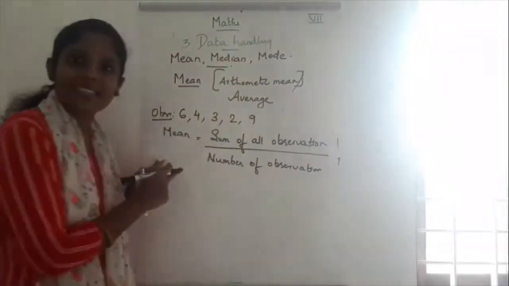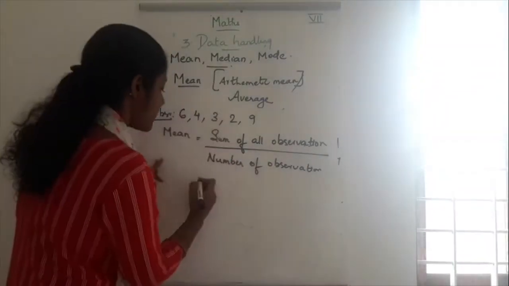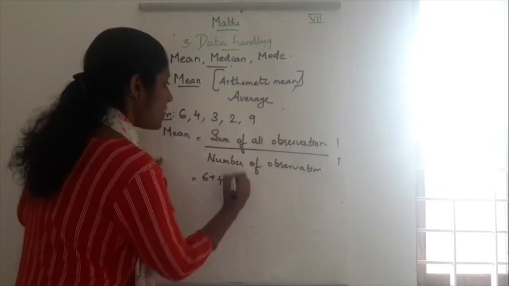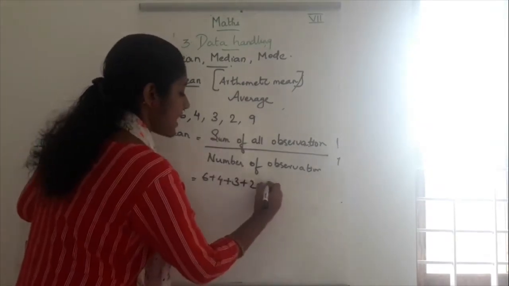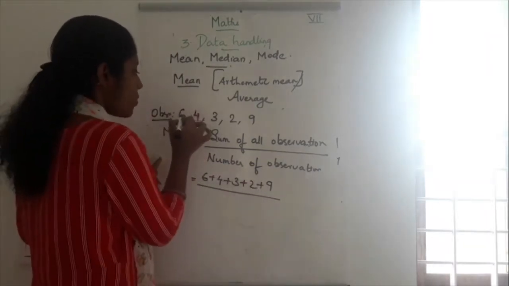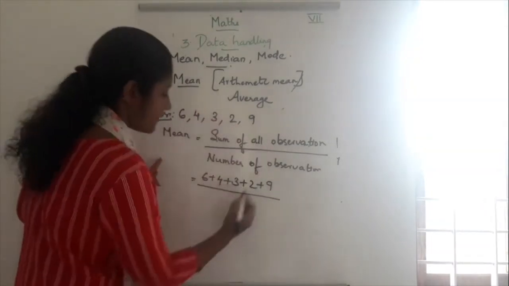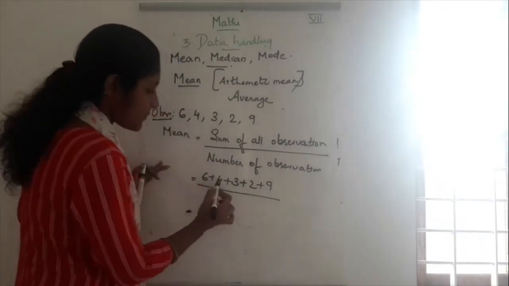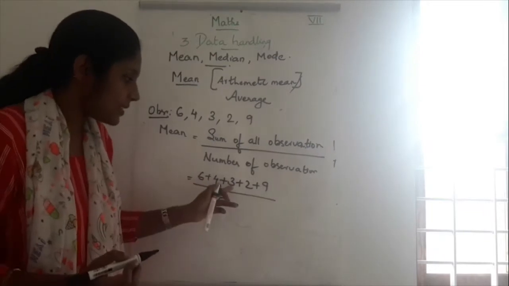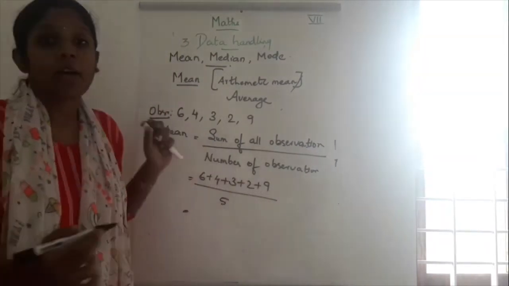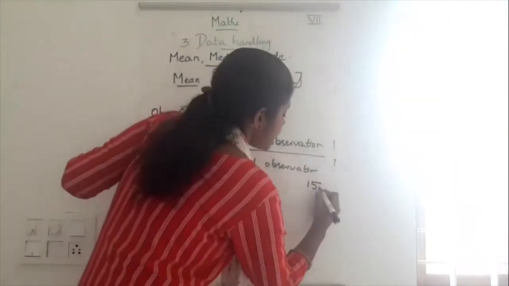So how will you find the sum of observations? You have to take the sum: 6 plus 4 plus 3 plus 2 plus 9. This is the sum of observations divided by the number of observations. How many observations are here? 1, 2, 3, 4, 5, divided by 5. So take the sum of the observations: 6 plus 4 is 10. 10 plus 3, 13. 13 plus 2, 15. And you have to find 15 plus 9.